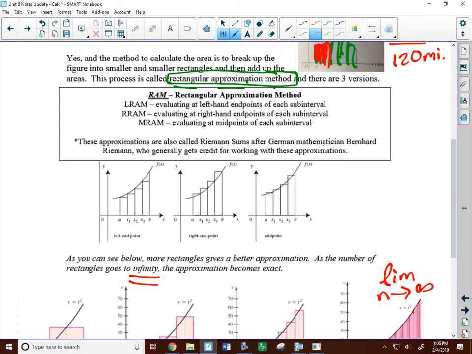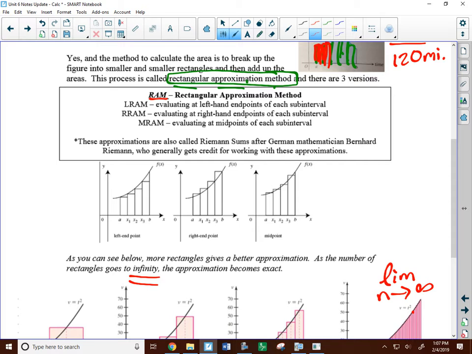Now, back to the 3 methods. Left RAM, right RAM, and midpoint RAM. We're going to abbreviate those as L RAM, R RAM, and M RAM. And I should even say RAM is rectangular approximation method.